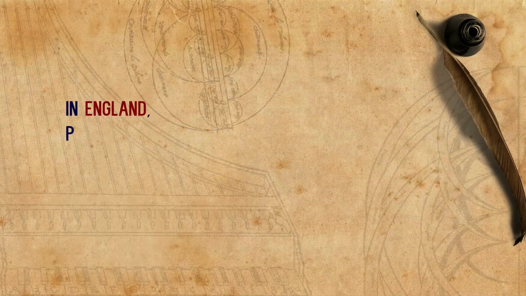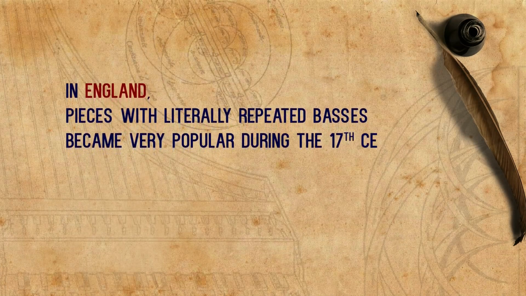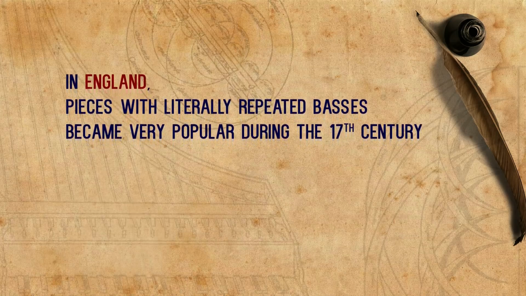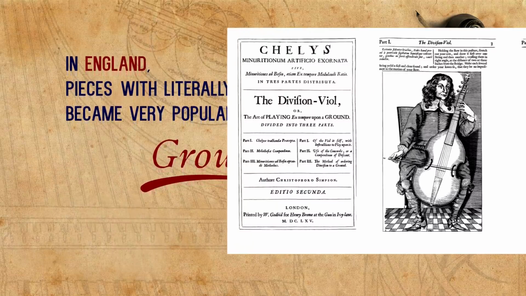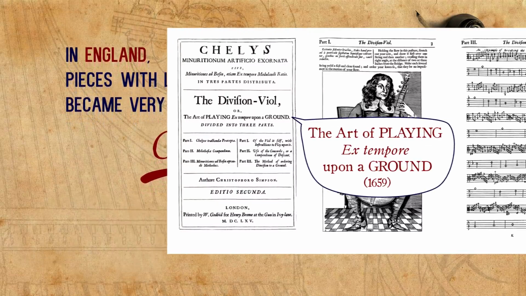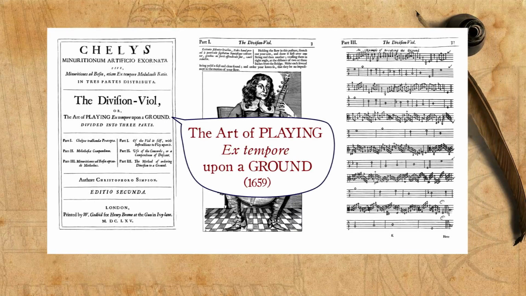In England, pieces with literally repeated basses became very popular during the 17th century, and these were called grounds. An important source for that is Christopher Simpson's The Art of Playing Extempore upon a Ground, from 1659. Improvising variations is fun, you should try it.